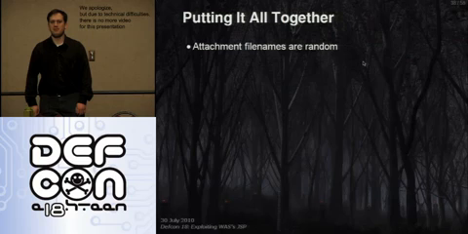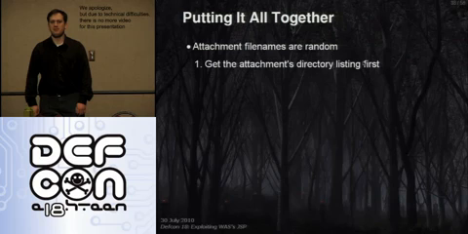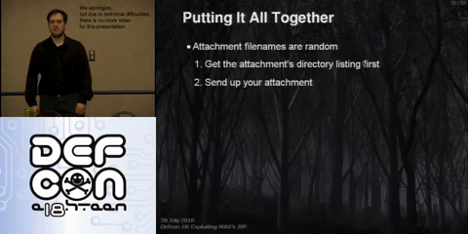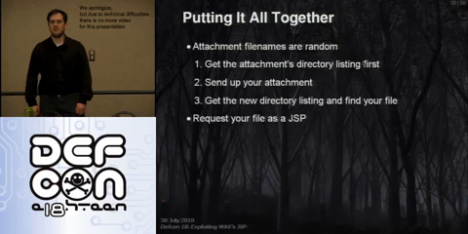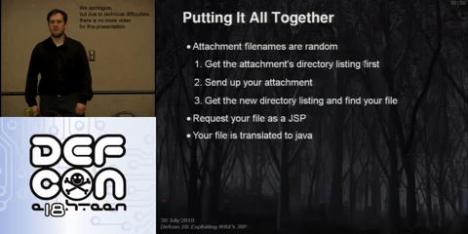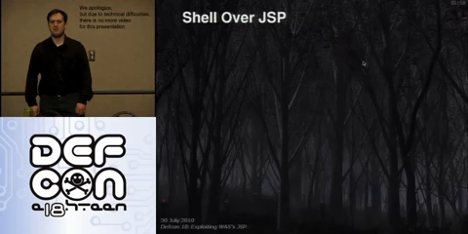First, the attachment file names are fairly random. And the first thing we have to do to actually exploit this is connect to WAS and use the JSP bug to figure out what's currently in the attachments directory. Baseline that, then we send up our attachment as a SOAP fault. Then we get a directory listing after that, and we go through and find the JSP file that we put in there, and we request it as a JSP, at which point the file is transferred to Java, filed, and run, which means we've achieved remote code execution on WAS with all of it.